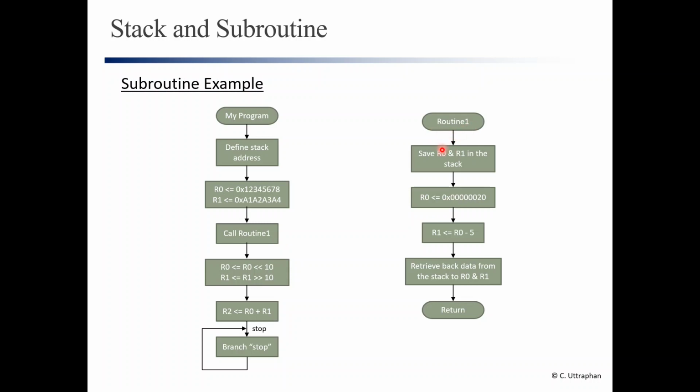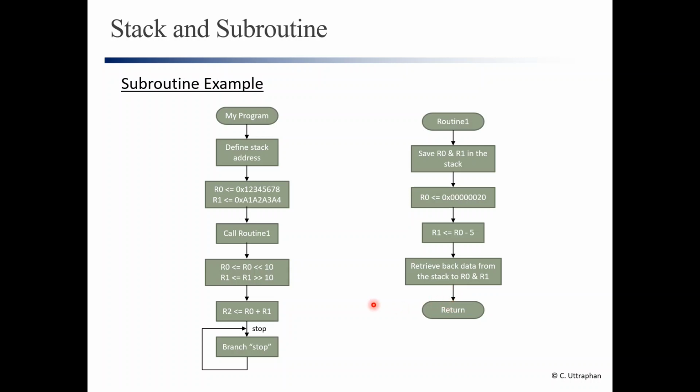In routine 1, we need to save the contents of R0 and R1 in the stack, because we want to use R0 and R1 for other operations. If we don't do this, the values in R0 and R1 will be replaced with other values and there is no way to get them back. Now, for routine 1, we want to do this: move hex 20 to R0, then subtract 5 from the content of R0 and save the result in R1. The operation for the subroutine is finished here, but before we go back to the main program, we need to load, or retrieve, the original content of R0 and R1.